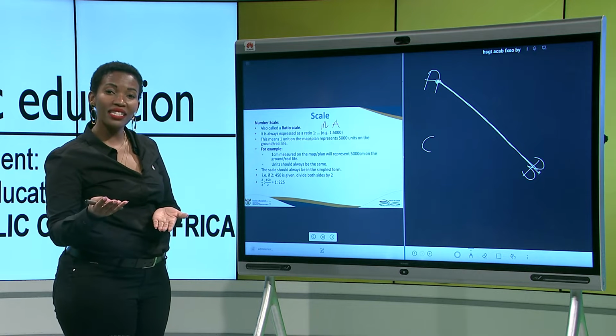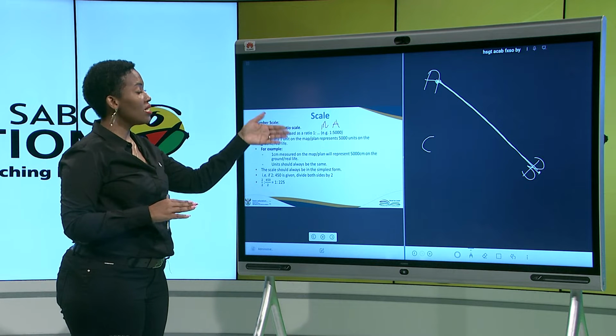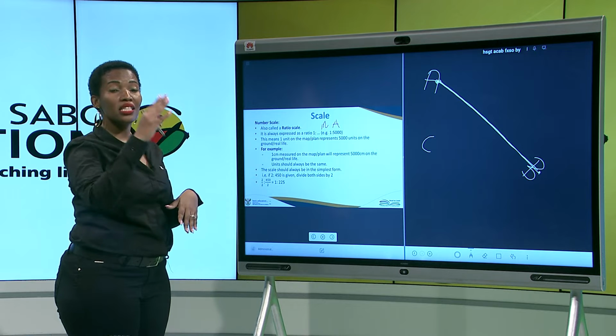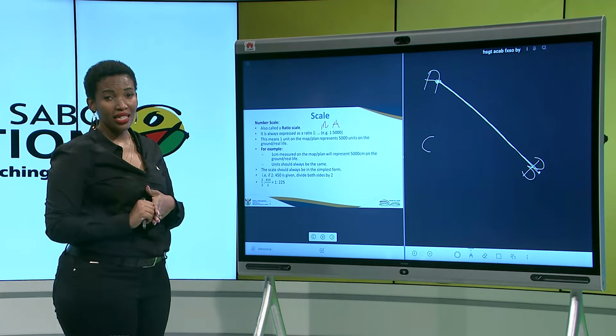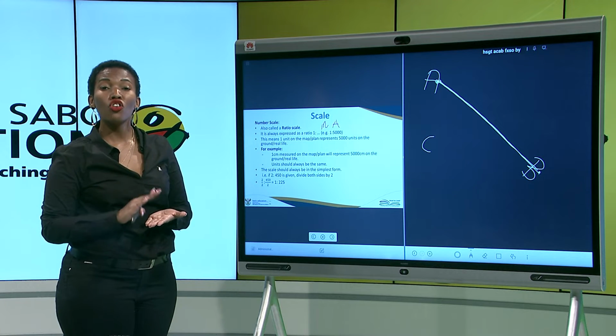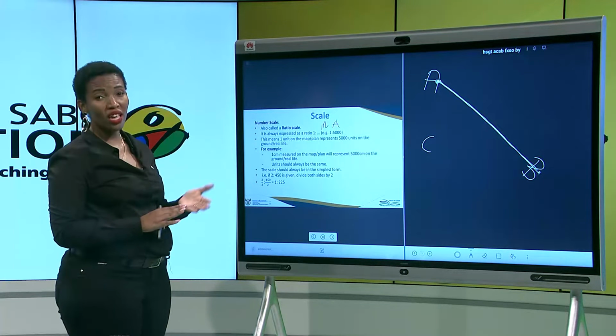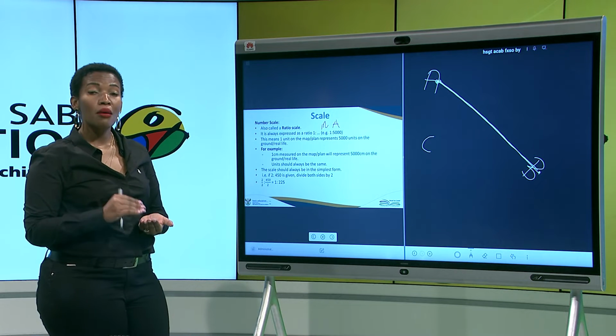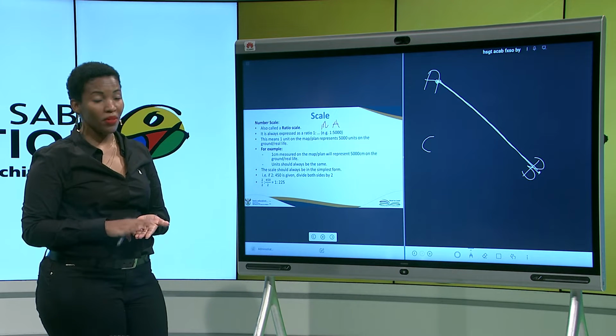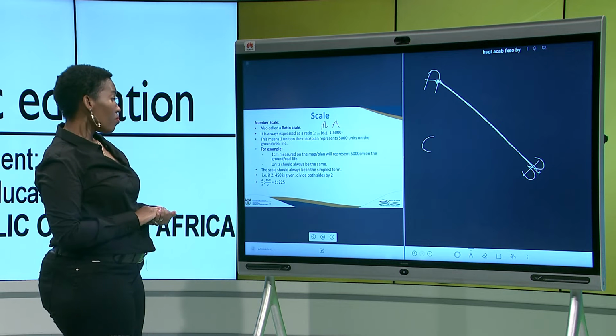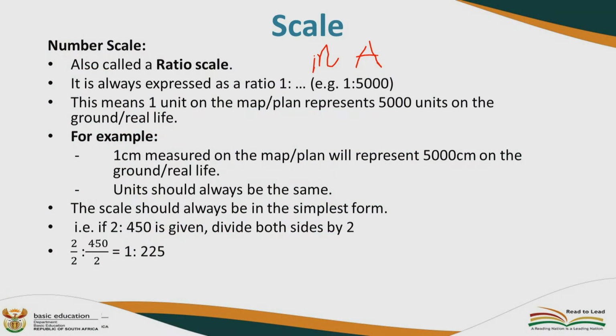The common error that learners make, they will say 1 centimeter on the map represents 5,000 kilometers in reality, and that is absolutely not correct, especially when it comes to a ratio scale. The units must always be the same. Please remember that. And then the scale should always be in its simplest form.